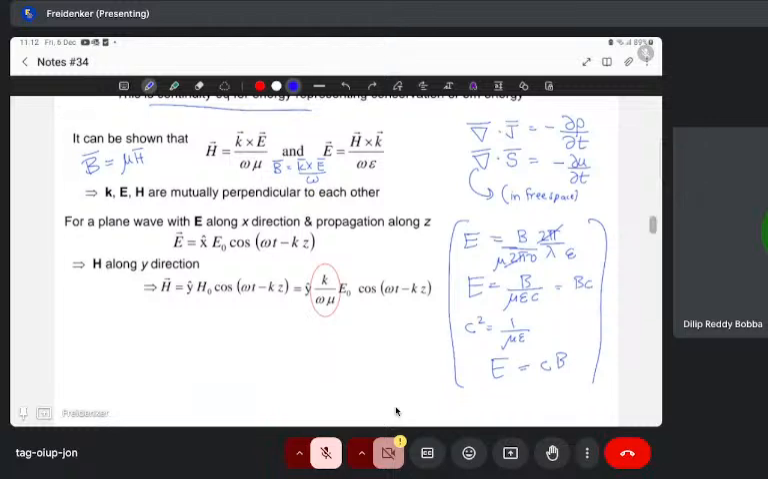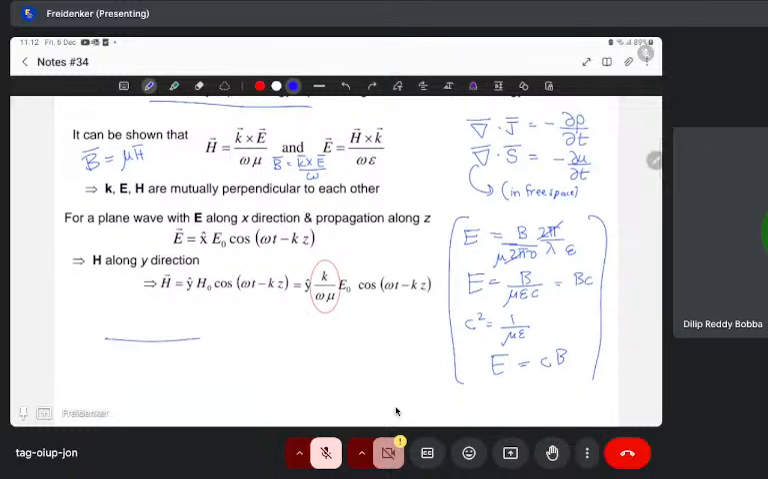For a plane wave with E, you can check the directions also. If k is here, direction of propagation, and E is like this, k bar cross E bar, if you use the right hand rule, you will get B or H, because B is nothing but mu H bar. And if I have B and k, if I use the right hand rule, I will get E.